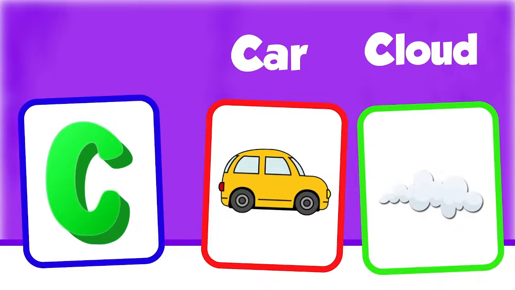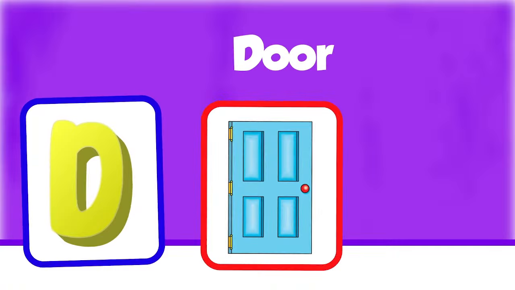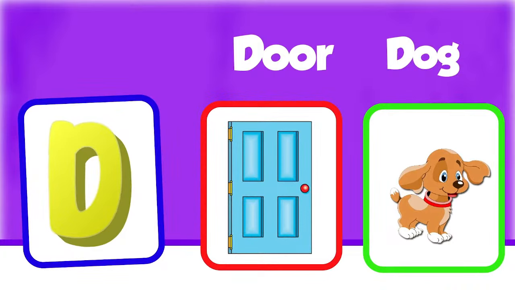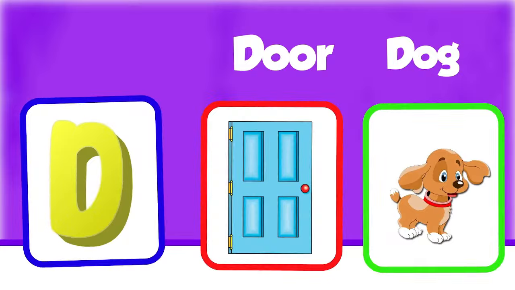D is for door, d, d, door. D is for dog, d, d, dog. D is for d, d, d, d, door. D is for d, d, d, d, dog.